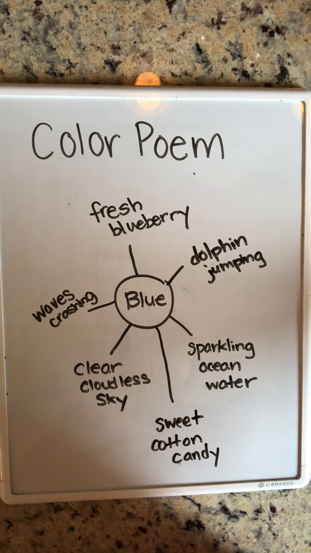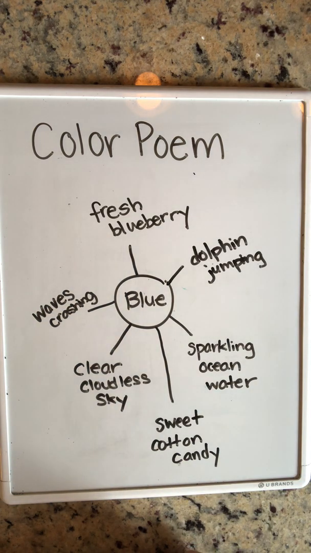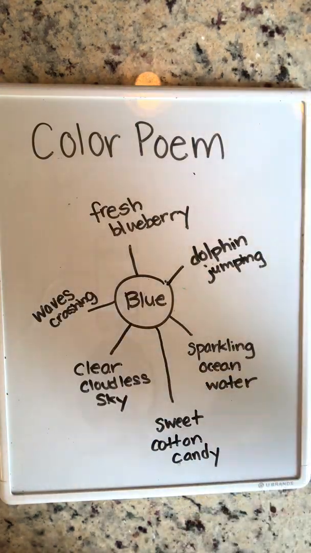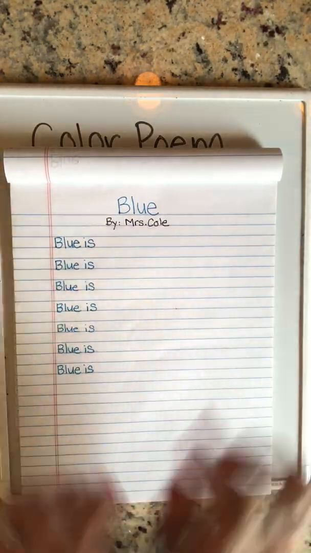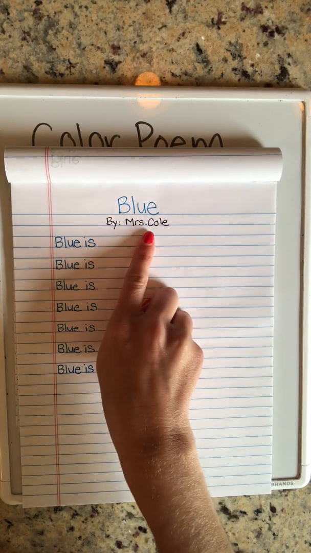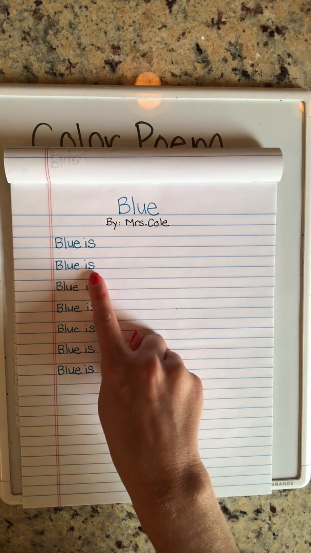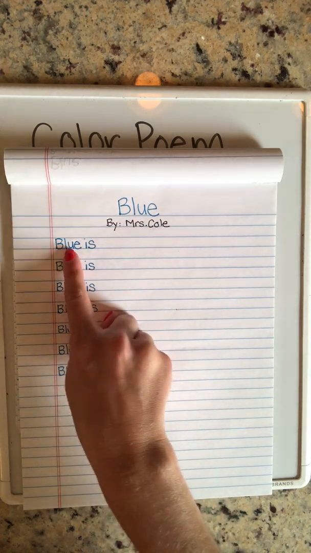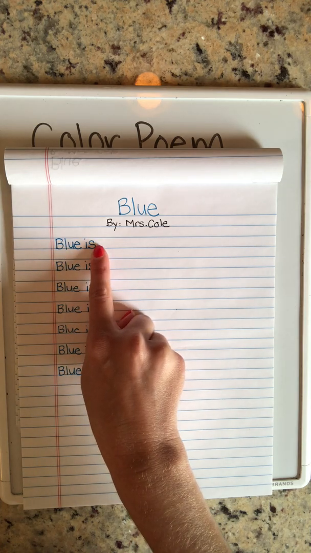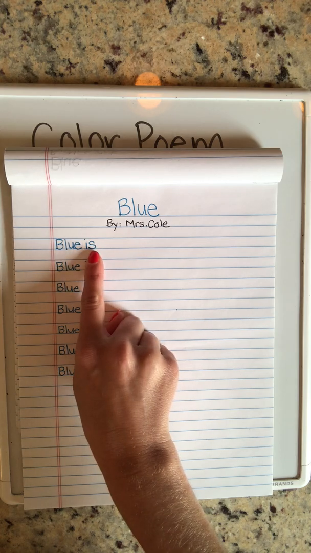Now we're ready, boys and girls, to take these ideas from our web and start writing. I will start on a new piece of paper or download the poetry paper that we have on today's slides. I'm going to put my piece of paper here. The first thing you'll do is write the title of your poem at the top of your paper and the author, who it's by. Each line of a color poem starts off with the phrase, blue is. Of course, yours will be whichever color you choose, followed by the word is.